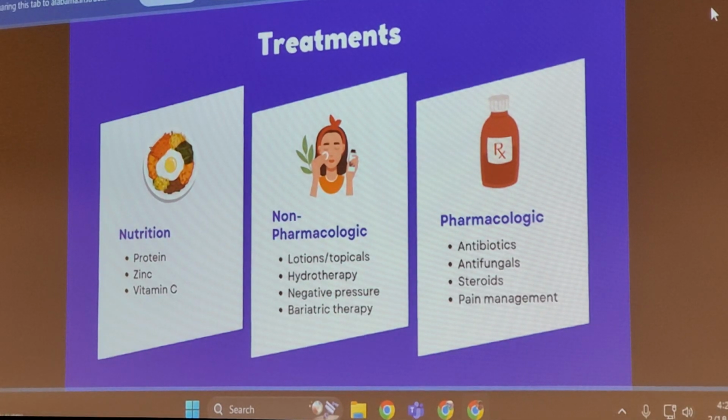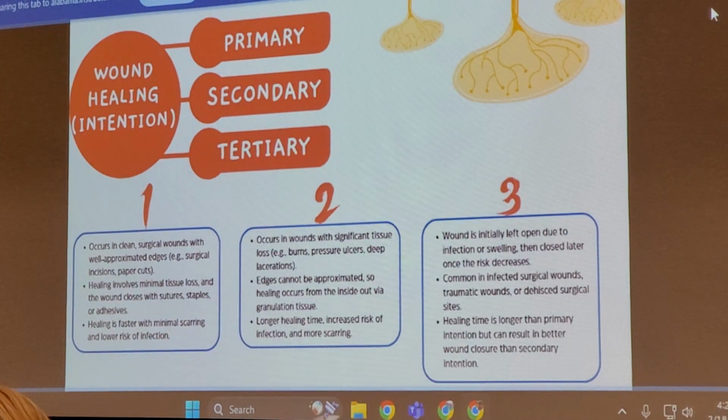Then your last treatment group is going to be your pharmacologic, so obviously antibiotics if it's infected, antifungal if it's a fungus, steroids to help fight inflammation. We're going to look at other skin conditions in later semesters that are immune related. So lupus comes to mind, it has a lot of skin issues related to inflammation, so steroids are great for that. And then obviously pain management for your burns, deep tissue injuries, all those sorts of things.